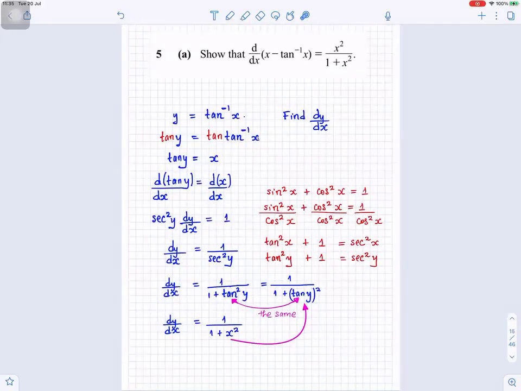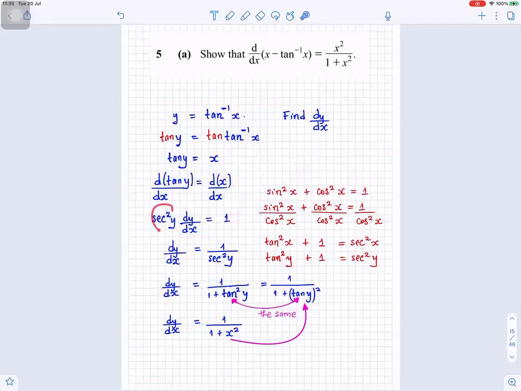To show that, we can use y equals inverse tan x. So put tangent in front. tan y equals tangent of inverse tan x. Tangent and inverse tan x will cancel, so you just get x. So tan y equals x. Differential of tan y over dx equals differential of x over dx. When you differentiate tan y, you get sec squared y, and then you put dy over dx. Differentiate x with respect to x, you get 1.